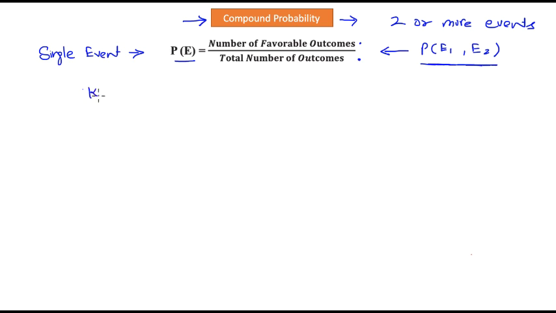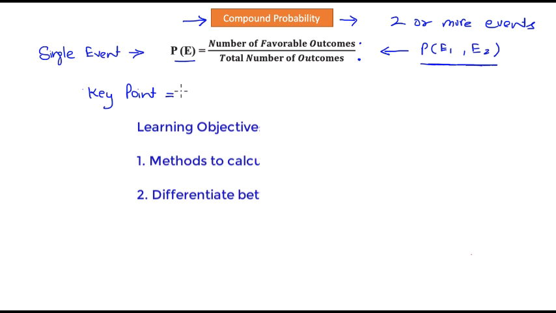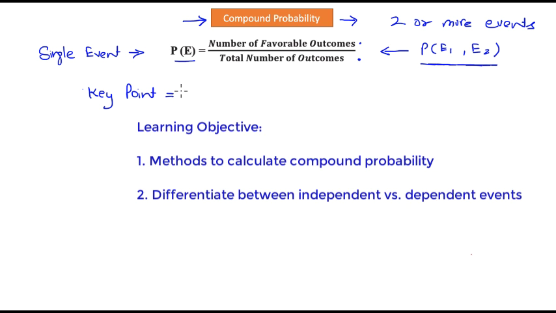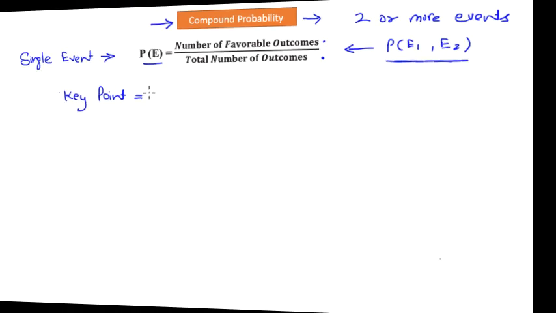And the key point we want to take home after today's discussion, that is also our learning objective, is we want to discuss the methods to calculate compound probability, and we also want to discuss how to differentiate independent versus dependent events. So let's go talk about that with the help of a few examples.